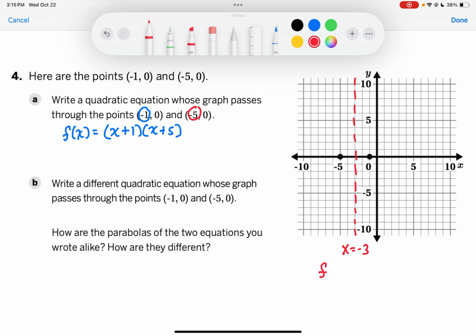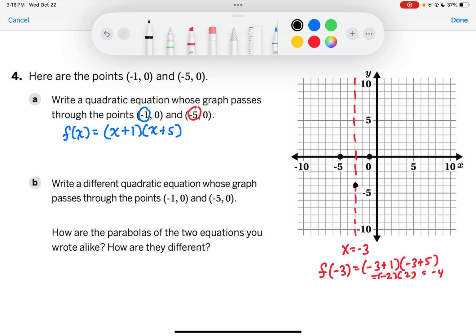I now have to figure out what the output is. So f of -3 equals -3 plus 1 and -3 plus 5. So that's going to be -2 times 2, which is -4. So my vertex is going to be at -3, -4.